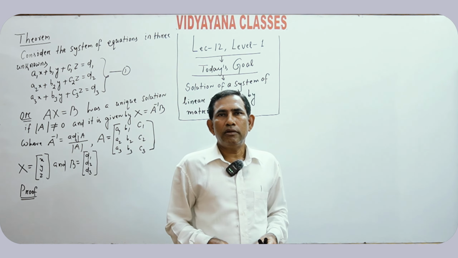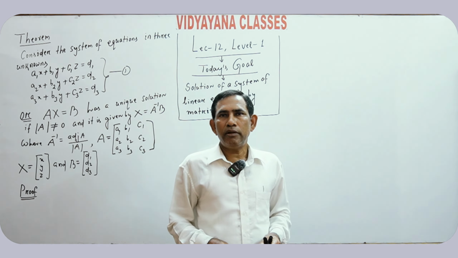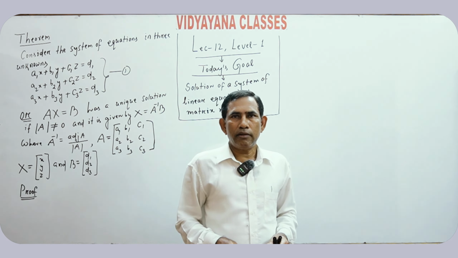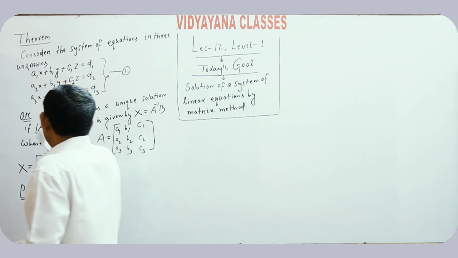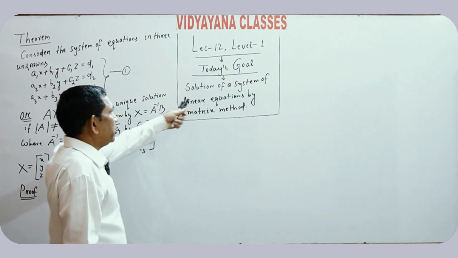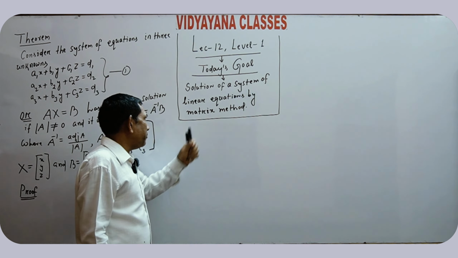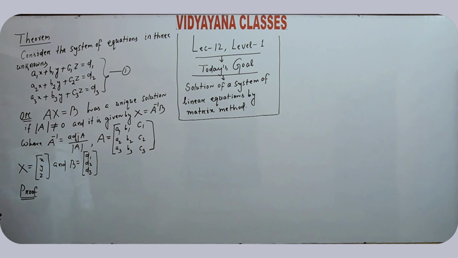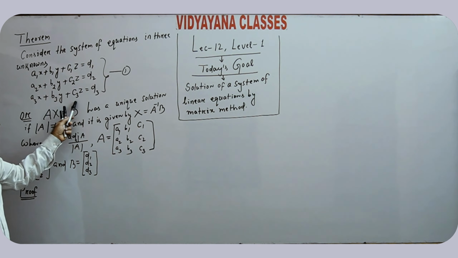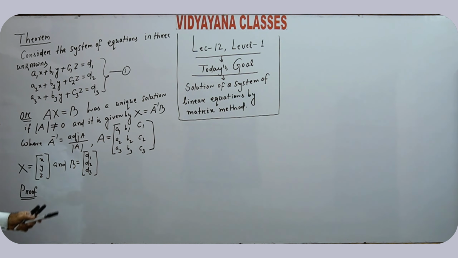Today we will discuss solution of a system of linear equations by matrix method. Theorem on solution of a system of linear equations by matrix method. The statement is given by: consider the system of equations in three unknowns, a1x plus b1y plus c1z is equal to d1, a2x plus b2y plus c2z is equal to d2, a3x plus b3y plus c3z is equal to d3.